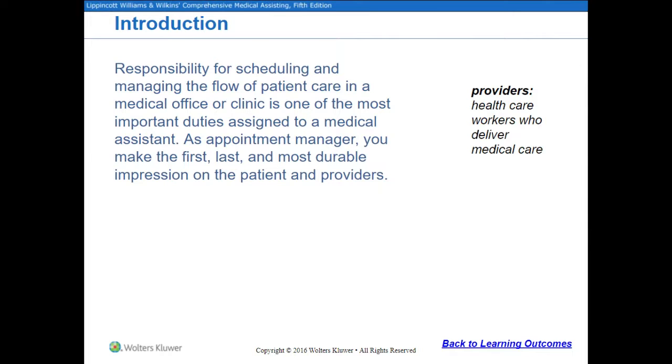All right. They say that the appointment schedule is the heart of the office because it allows things to run smoothly. If we didn't have a schedule, things would be hectic. It would be all over the place, right? That's how important scheduling is to the office.